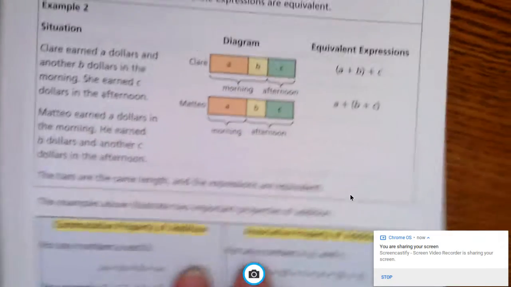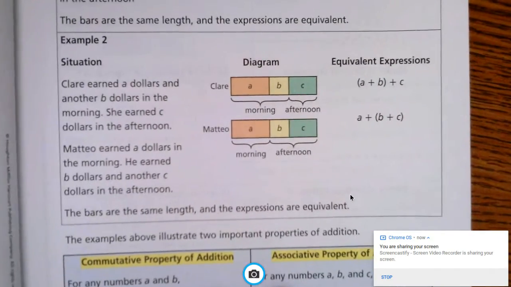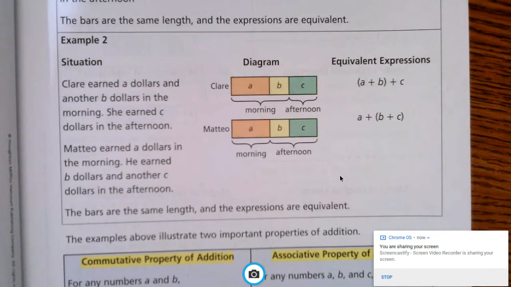Let's go to the next example here. It also says the bars are the same length and the expressions are equivalent. So now let's look at the associative property. Up above, we just looked at the commutative. You can rearrange them and still have the same amount. In fact, down on the bottom of the page, they're highlighted.